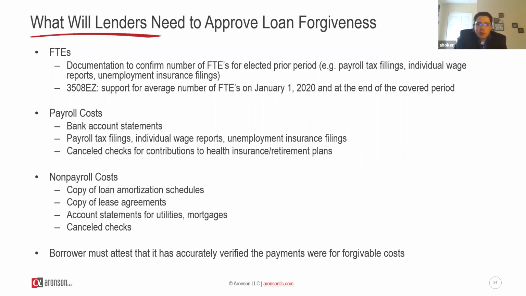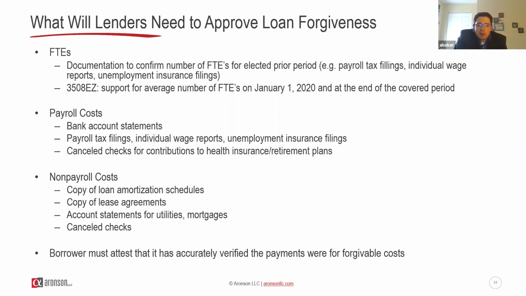And what will lenders need to approve the loan forgiveness? Still relatively the same stuff. FTEs, you need to have documentation to confirm the number of FTEs for any elected period that you have. Even if you go with the 3508 Easy, you need to support that I didn't reduce my FTEs between January 1 and the end of the covered period. They're not going to just take you at your word that you didn't reduce your headcount. They want proof that nothing changed.